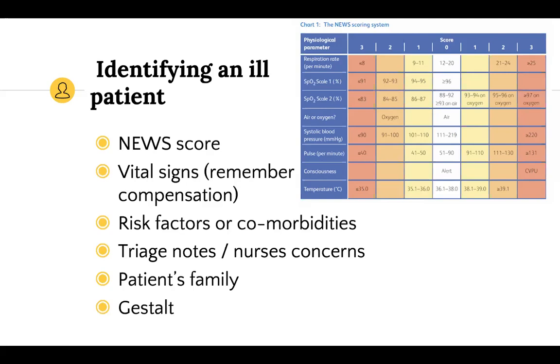Another way you can identify an ill patient is by talking to the family. They generally know whether this is the patient's baseline or if they have any concerns. And then finally, something that you will learn with more clinical experience is Gestalt. So this refers to basically just a gut feeling that you have, telling you that something's just not right with this patient, and makes you escalate to a senior.